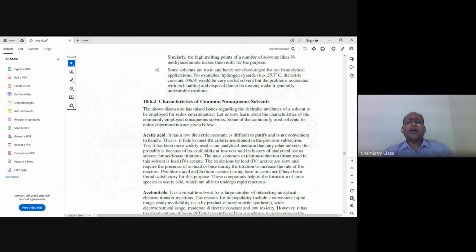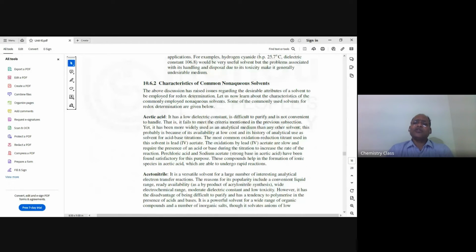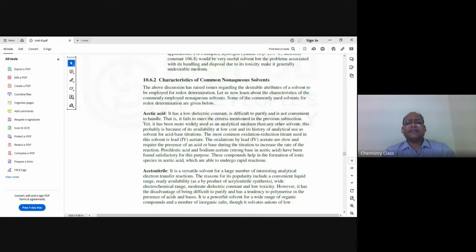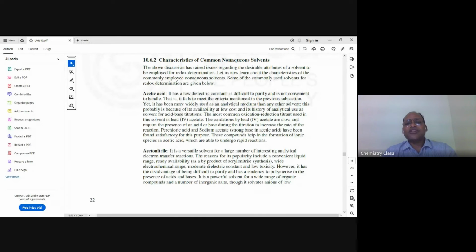Okay, some of the characteristics of a common non-aqueous solvent: acetic acid. It has a low dielectric constant, as you know. Acetic acid is a weak acid and cannot release its hydrogen ion easily, due to the carboxylic acid group, which is usually present in dimer form, and also because of OH hydrogen bonding. So its dielectric constant is very low. It is difficult to purify and not convenient to handle.